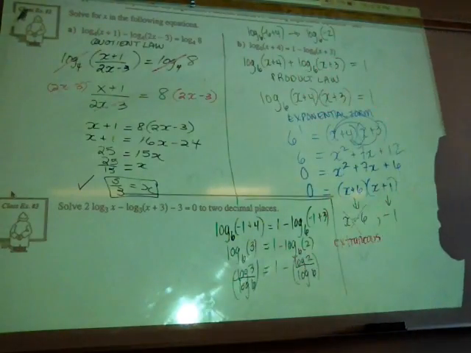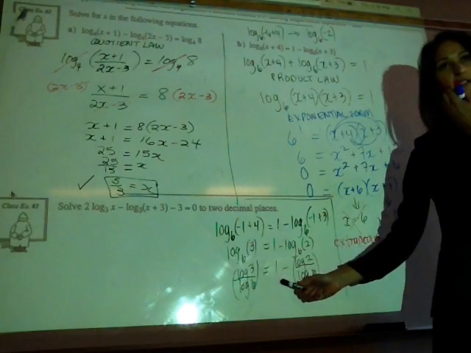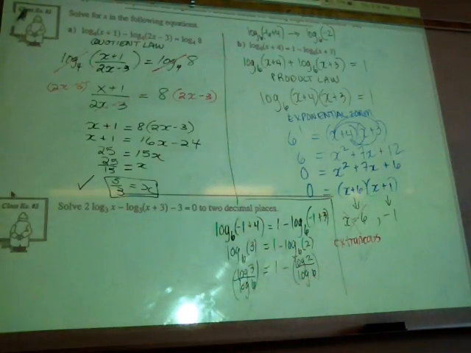Can those logs cancel? No, because we have this term that doesn't have a logarithm on it. Oh, okay.